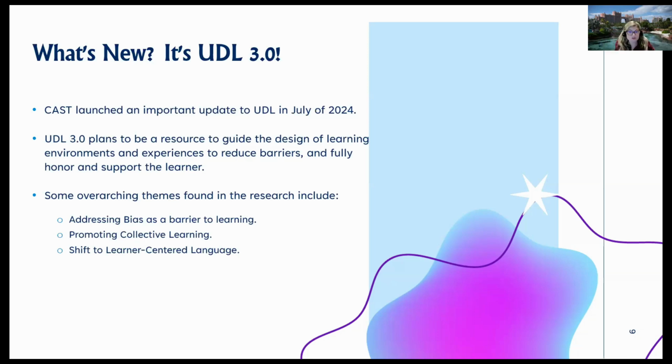That just adds to the fact that there's this great shift to a more universally designed learning environment. During CAST's research, they conducted a lot of focus groups, and they met with a lot of different educators. They developed some themes and they noticed some gaps within their framework. Some of the themes include addressing bias as a barrier to learning, promoting collective learning, and the shift to a more learner-centered language.